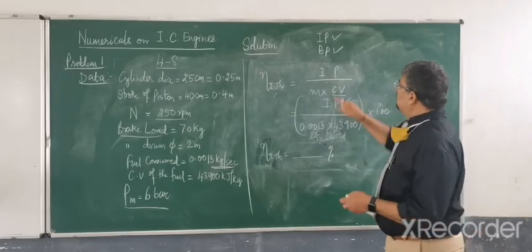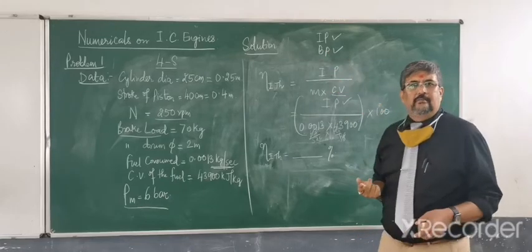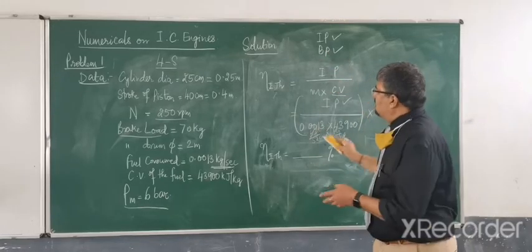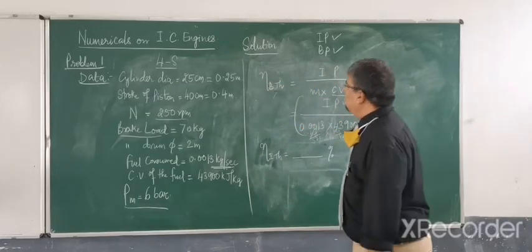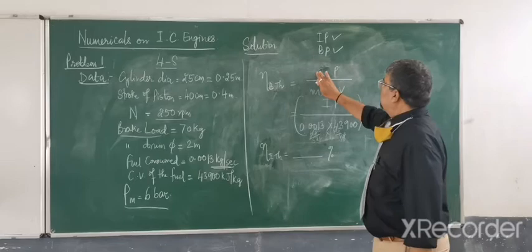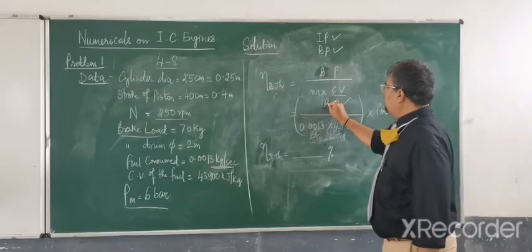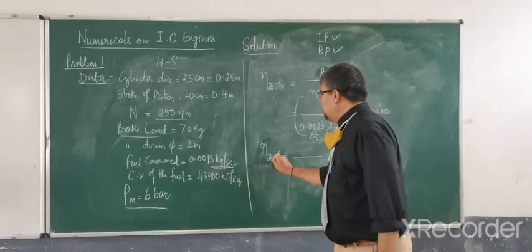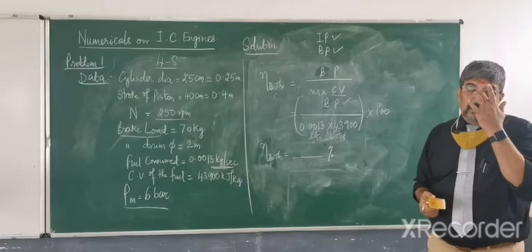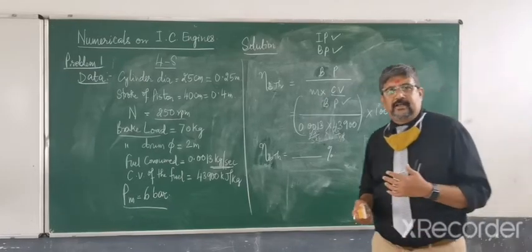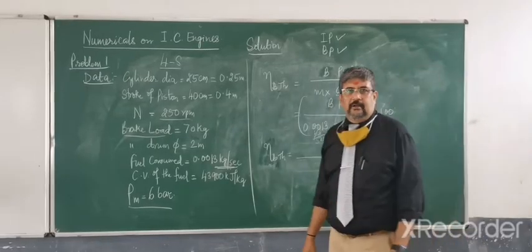Now the same thing, instead of writing the indicated power, if I substitute brake power here, I am going to get the brake thermal efficiency. Rest all remains the same. So if I want brake thermal efficiency, this will be brake power divided by the same thing. So brake thermal efficiency again will be so much percentage. And obviously again you will find that brake thermal efficiency will be lesser than the indicated thermal efficiency, because brake power itself is less than indicated power.